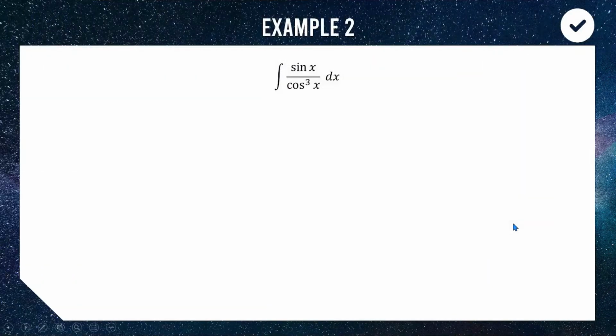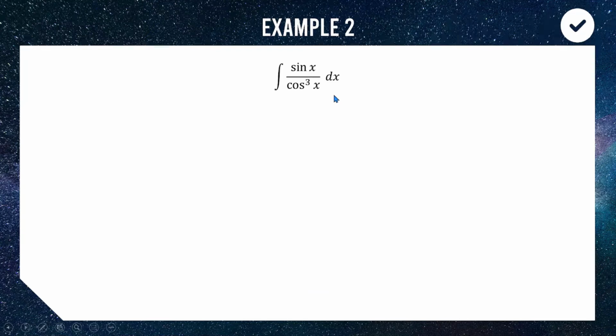Okay, on to our next one. We have sine x divided by cosine cubed x, dx. So for this one, I'm spotting that on the bottom we have a function of cosine. We have cosine cubed. And keep in mind that the derivative of cosine is negative sine, which is kind of on the top here. So again, I've spotted a function and I've spotted its derivative somewhere in the integral. So that function is going to be a good thing to substitute.